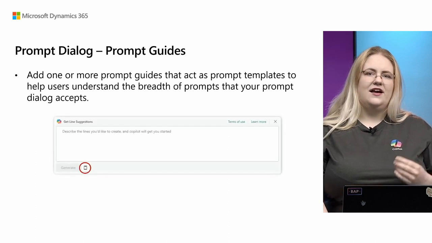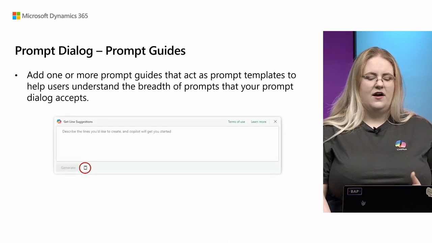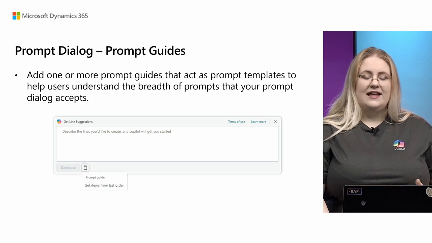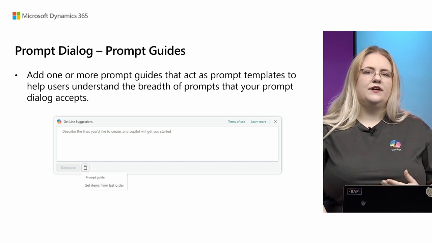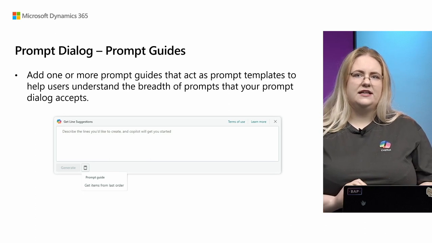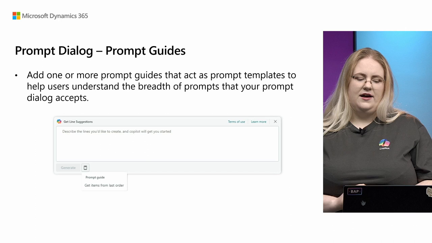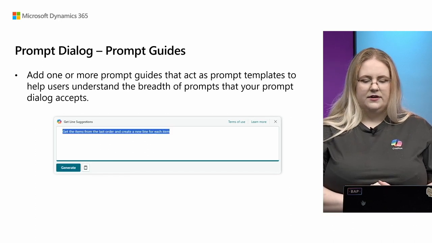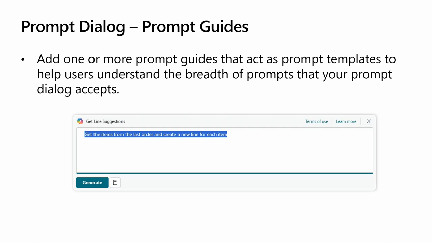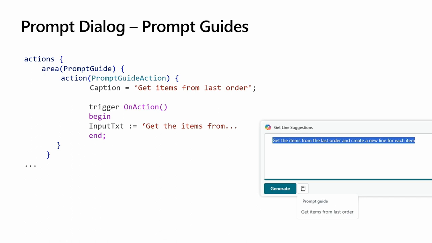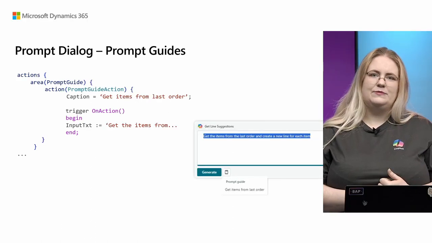When it comes to providing understanding and prompt templates, we have prompt guides coming to you. In that, this book icon is displayed on the prompt dialog. After clicking, you can input a lot of templates to help your users understand the breadth of the prompts that you created. So, for example, you could add one or more prompt guides that will act as prompt templates. To do that, we have created a new area in the actions on a prompt dialog page type, which is the prompt guide area. And then you input actions that can then replace the text in your field, as presented here on the screen.